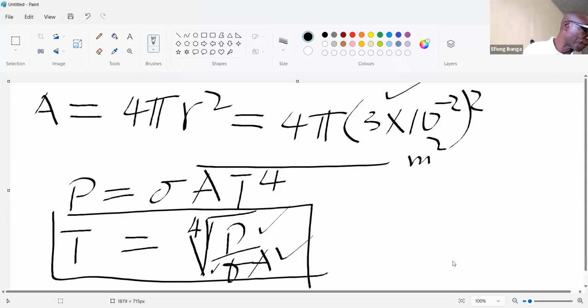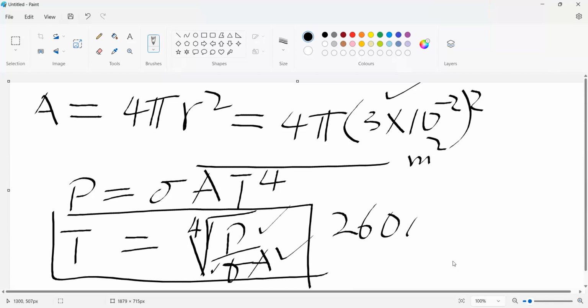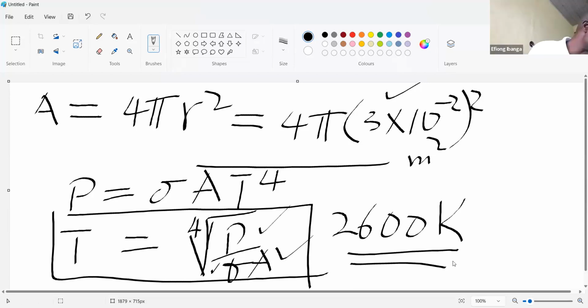And this is going to give you the correct formula. The answer that you are going to get should be 2,600 Kelvin. So please perform that. If you get different, you let us know. That's what you should get. All right, so do that substitution. I think I've guided you through how this can be done. All right, so that's all.